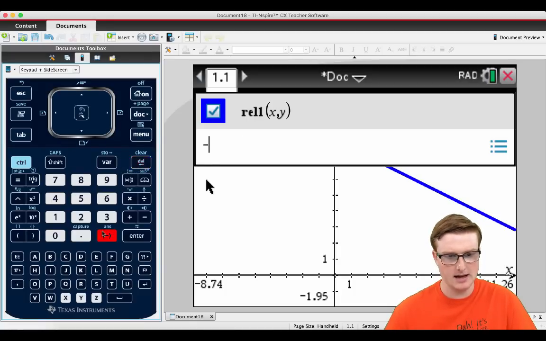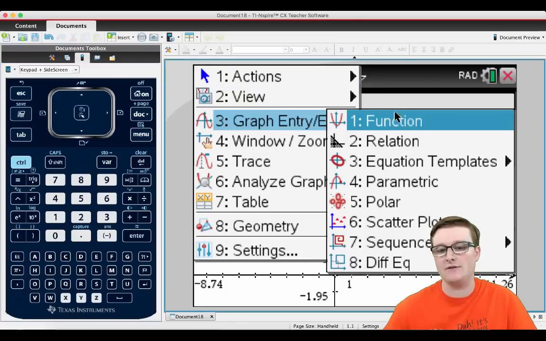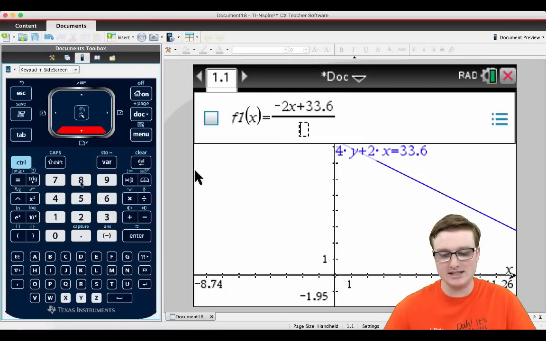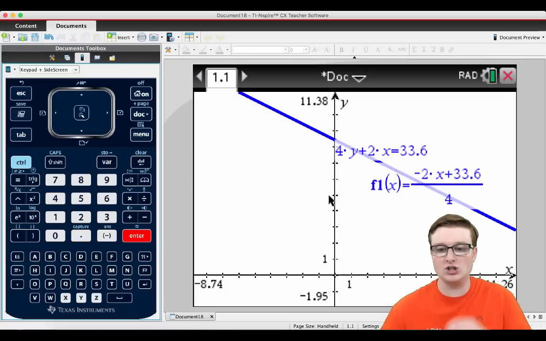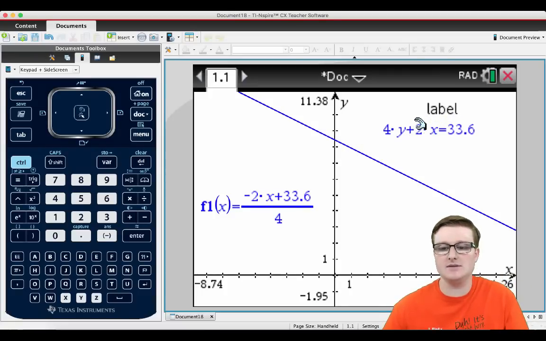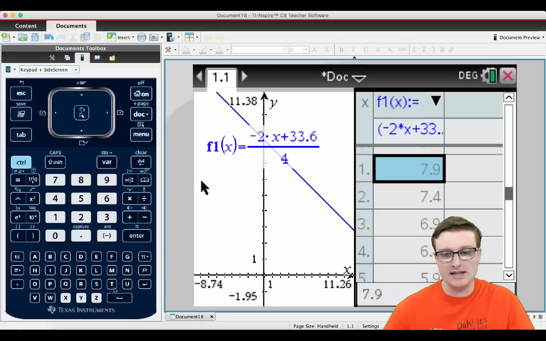Hold on one second. Negative 2x plus 33.6 divided by 4 equals y. No, wait a minute. I need to type this at menu, graph entry, edit function. There we go. Negative 2x plus 33.6, divided by 4. What I'm doing is I'm converting this into y equals mx plus b form, which is just the same line. I find it stupid that it doesn't even give me a table of values for a relation, but whatever. Control T.